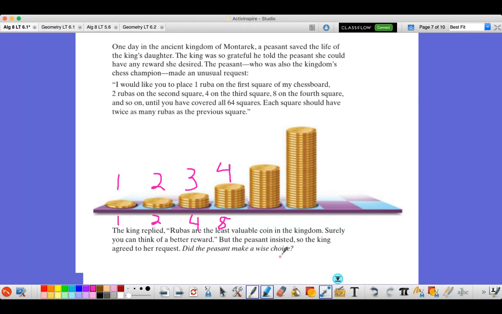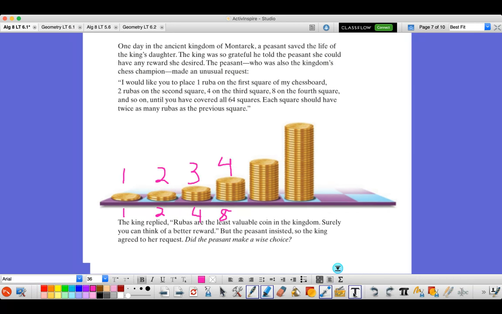Okay. The king replied, "Rubas are the least valuable coin in the kingdom. Surely you can think of a better reward." But the peasant insisted, so the king agreed to her request. Did the peasant make a wise choice? So think about that. So I'm going to just type in here that this right here was the number of squares up here, and down here we were talking about the number of rubas that were put on each of the squares. So those are some important things to remember, okay?